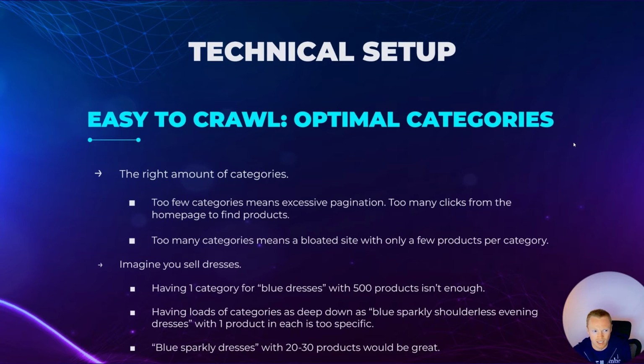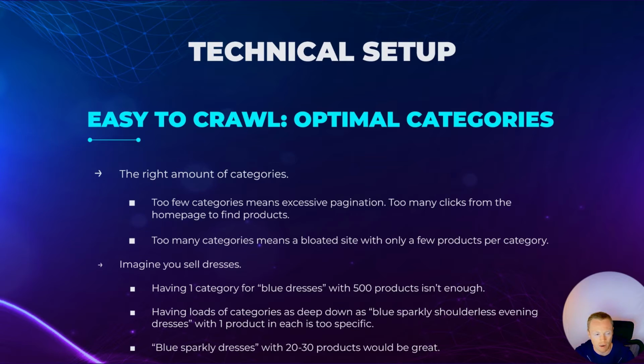Next, we want to look at what is optimal in terms of categories. We need to have the right amount of categories for our products. If we have too few categories, that means excessive pagination. So that means too many clicks from the homepage to find our products, which we don't want.